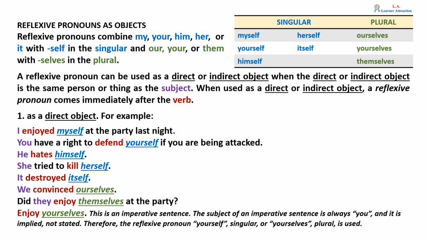You have a right to defend yourself if you are being attacked. He hates himself. She tried to kill herself. It destroyed itself. We convinced ourselves. Did they enjoy themselves at the party? Enjoy yourselves. This is an imperative sentence. The subject of an imperative sentence is always you, and it is implied, not stated. Therefore, the reflexive pronoun, yourself, singular, or yourselves, plural, is used.